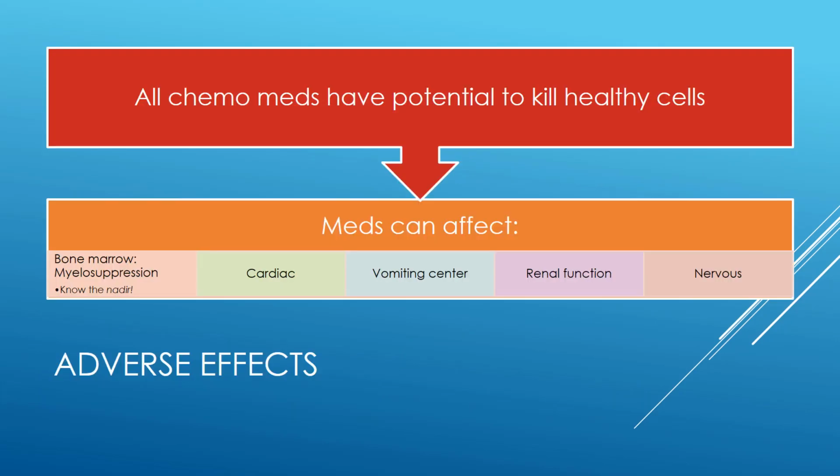As I mentioned before, all chemotherapeutic agents have the potential to cause toxicity and to kill healthy cells. Myelosuppression, suppression of the bone marrow, is one of the most essential adverse effects to understand. Because chemo targets fast-growing cells, those cells that have short lifespans are most susceptible for destruction. Now, these cells would include red blood cells, white blood cells, and platelets.